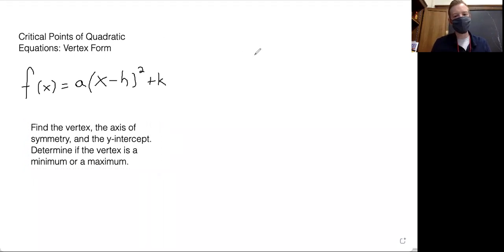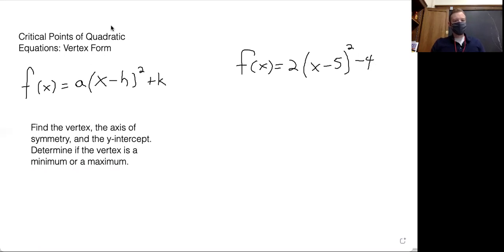So let's have f of x equals 2 times (x minus 5) squared, and then minus 4. So we're going to start by finding the vertex. That was the first thing that we found yesterday, and I mentioned that that was the most important point that we are looking for on these problems.